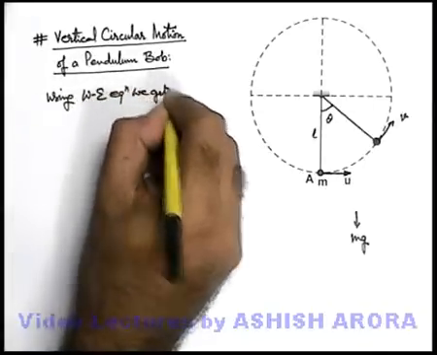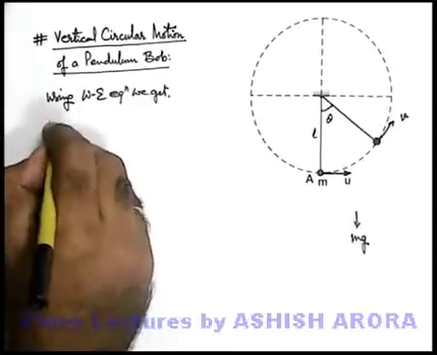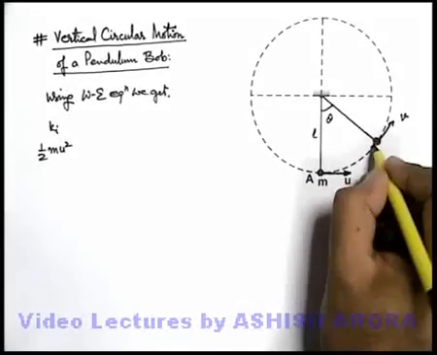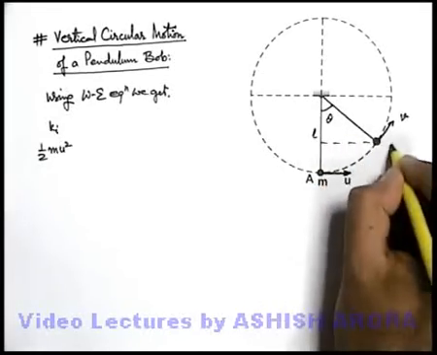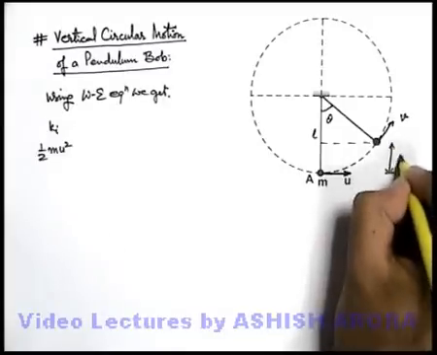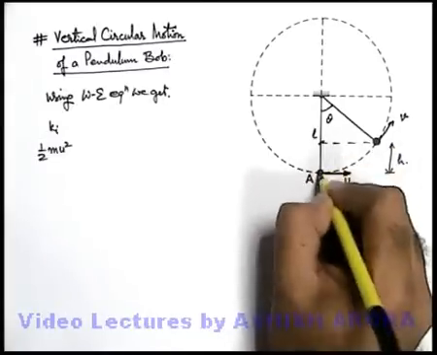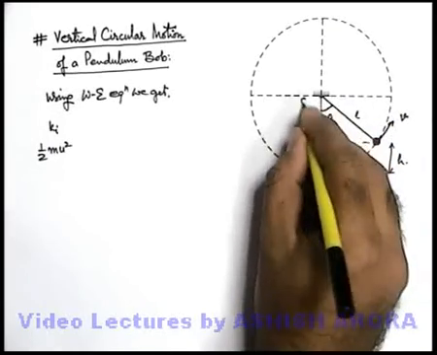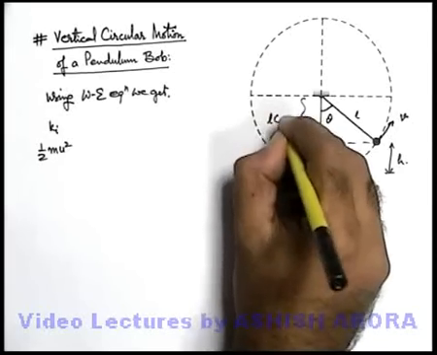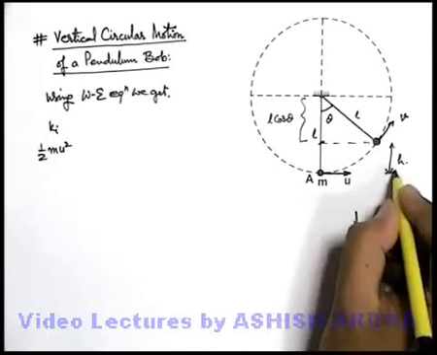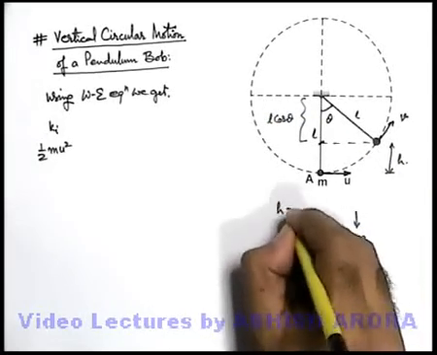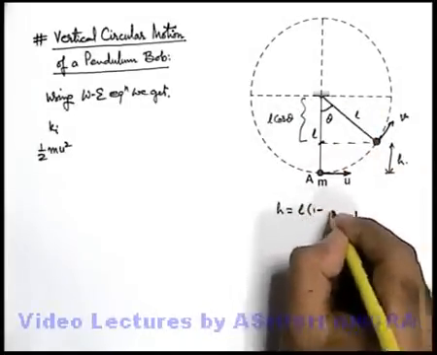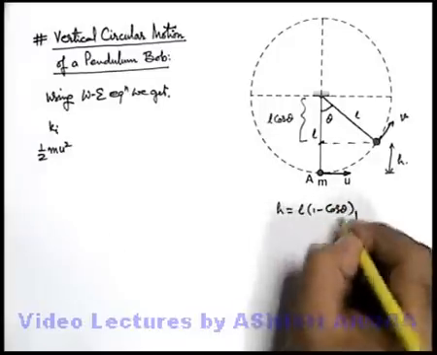we get initial kinetic energy, we can write it is half mu square. As it reaches this point, the height to which it is raised up is say h. This h can be obtained as this total length is L, this is also L. So this length we can write it as L cos theta. So this height h to which the bob is raised up can be written as L minus L cos theta, which is L into 1 minus cos theta.